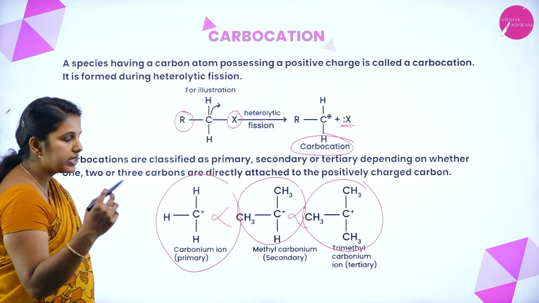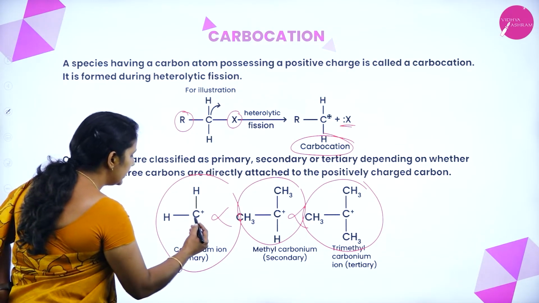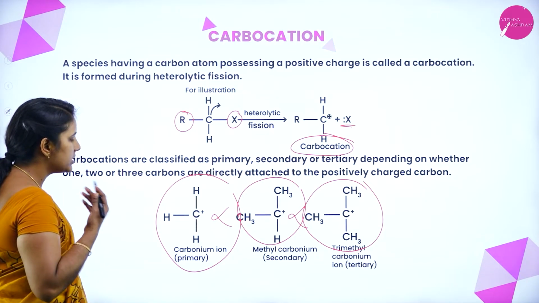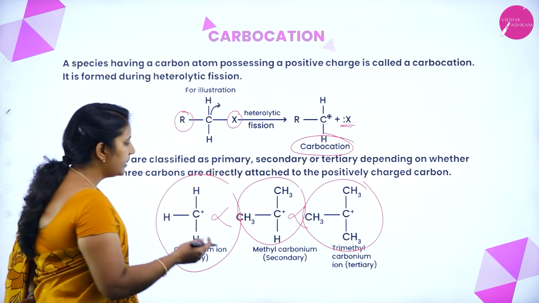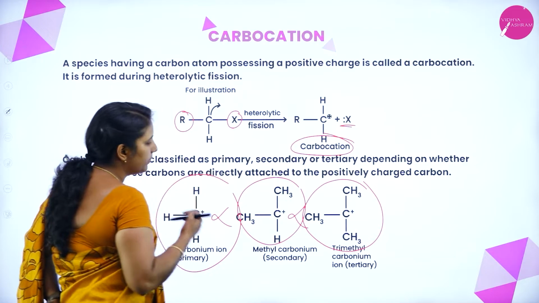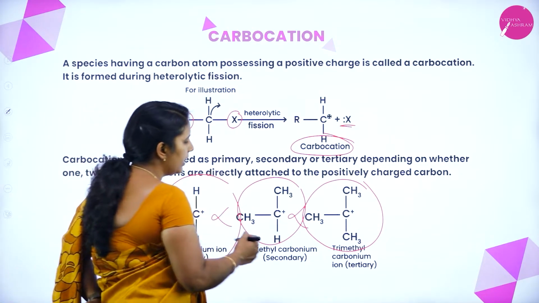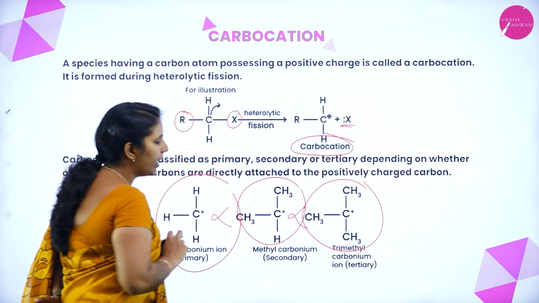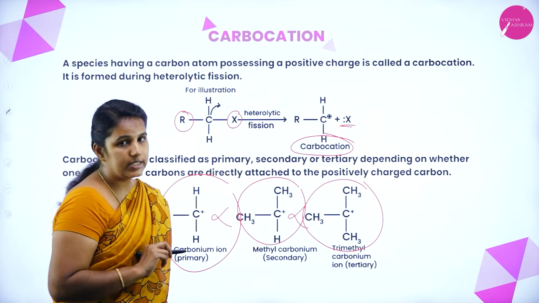Then what are primary, secondary and tertiary? You can see that the carbon to which one other carbon atom is attached, we say it is primary. The carbon to which two other carbon atoms are attached, we say it is secondary. The carbon to which three other carbon atoms are attached, we say it is tertiary.